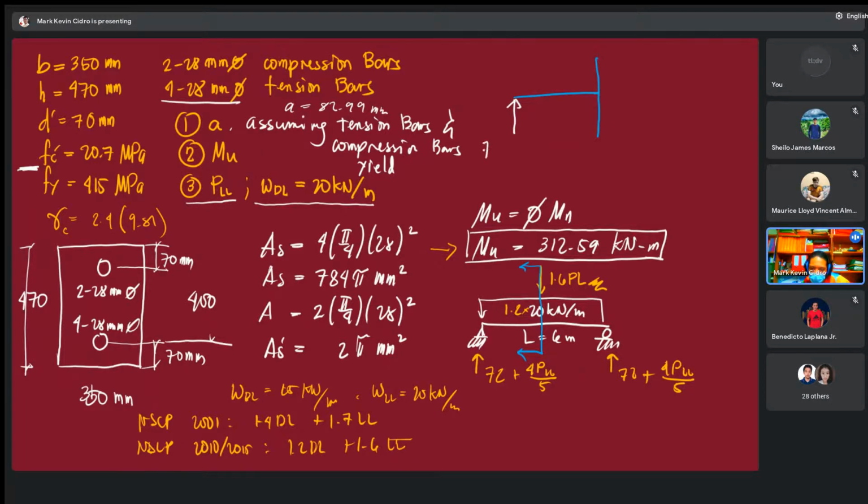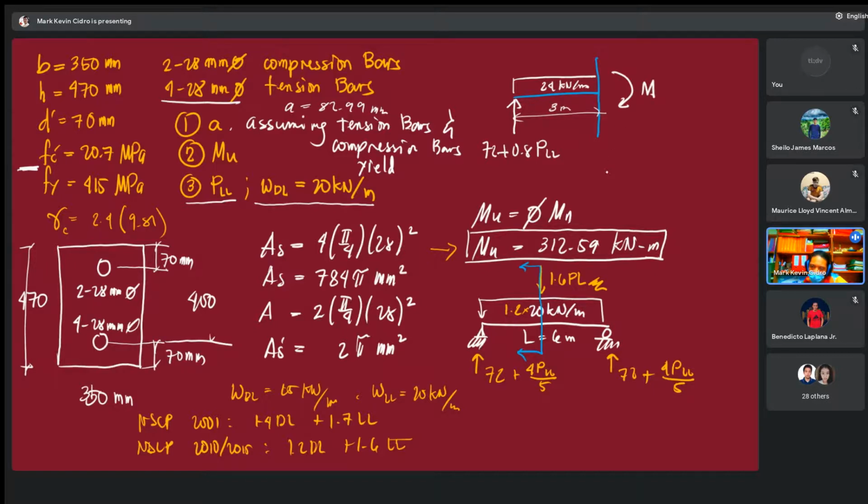This is 72 plus 0.8 PLL, or 4 over 5 PLL. What else? We also have 1.2 times 20, that is 24 kilonewton per meter. The 1.6 PLL is the other force. This distance is 3 meters. Now we get the moment.